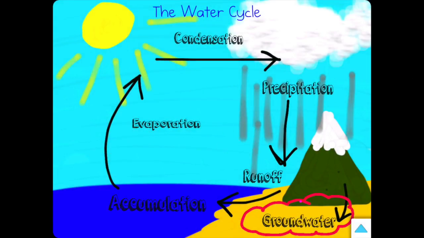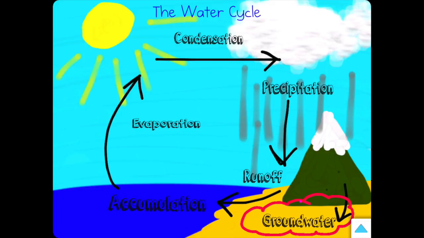In order to understand the groundwater unit, we need to look back at the water cycle. The water cycle starts with evaporation, turning liquid into a gas. When the gas rises in the atmosphere, it cools and becomes water droplets to form clouds. This is condensation. When the clouds become too heavy, precipitation occurs.